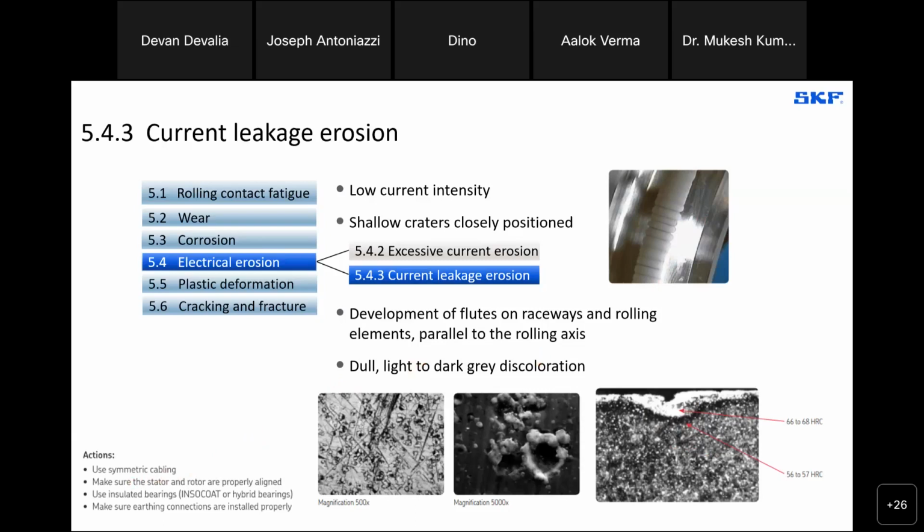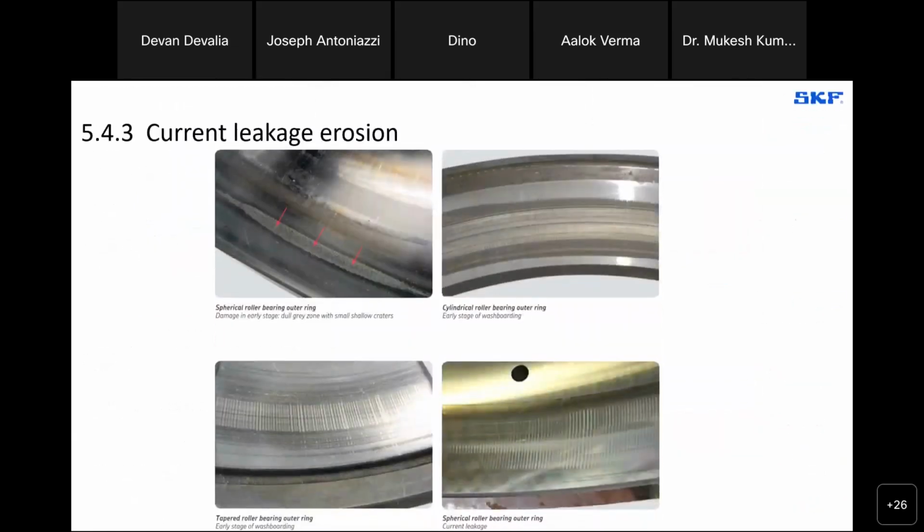Okay. Here are some examples. Before it gets to that heavy washboarding, you might just see light lines. And again, we'd see this in equipment like electric motors and such, where current is going through.